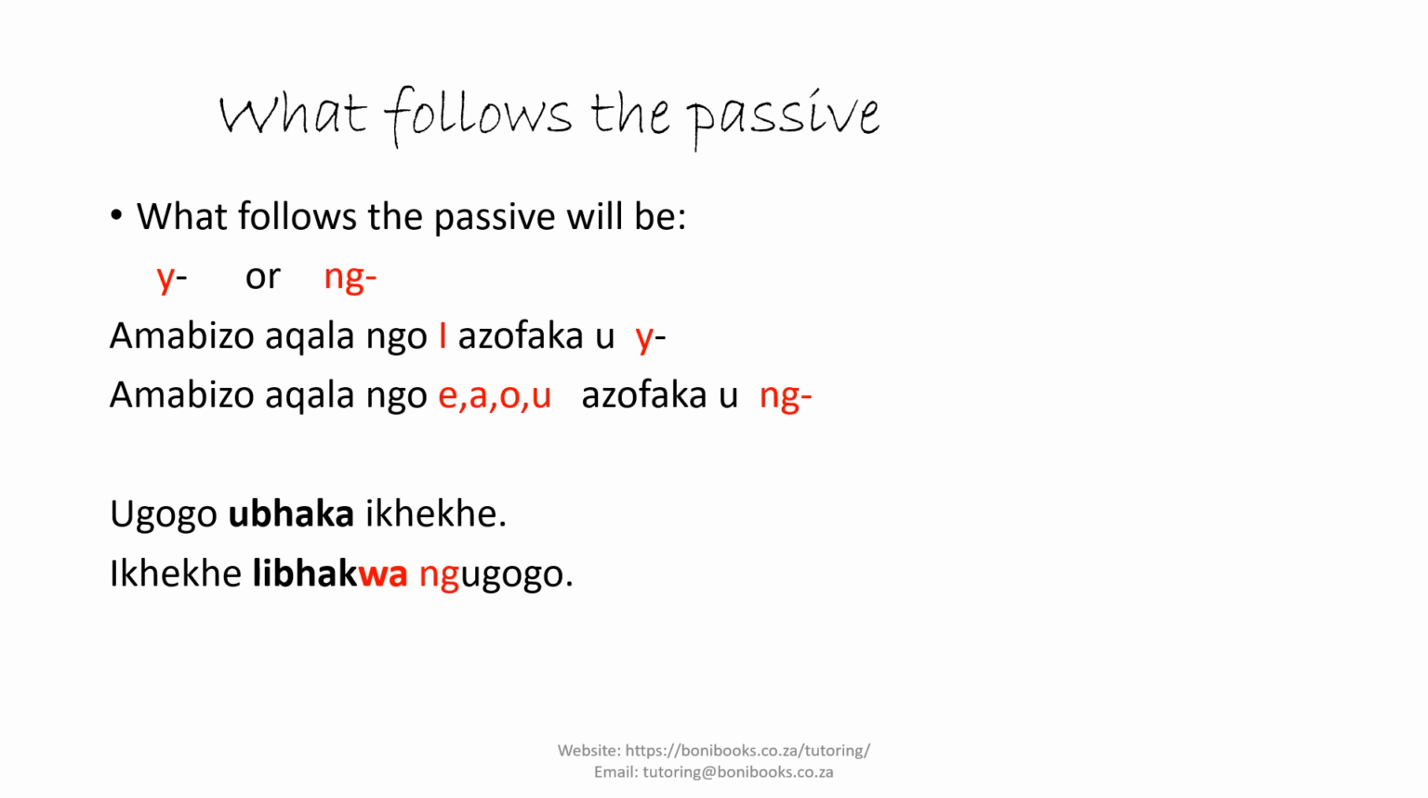Okay, masithi ugogo ubhaka ikhekhe. But bese ikhekhe libhakwa ngugogo. So whether you say ngu or yi, it will depend on the noun which comes after impambosi, what does it begin with? Okay, ngugogo, yikati, yinja. Okay, this is what it is. So then what happens now?